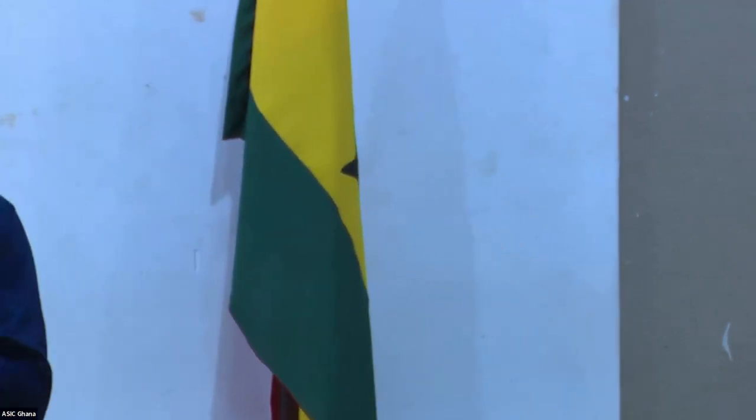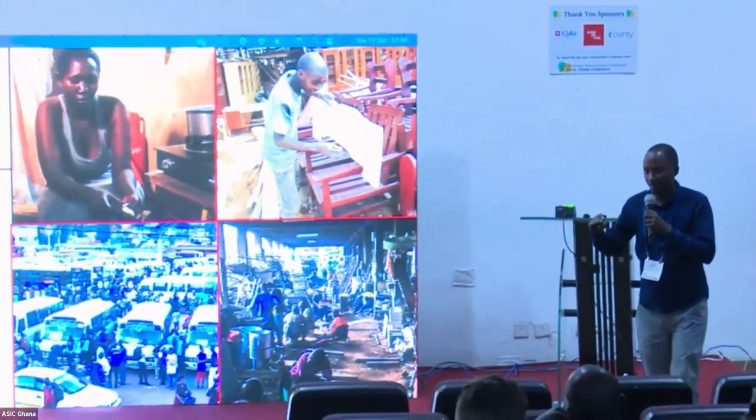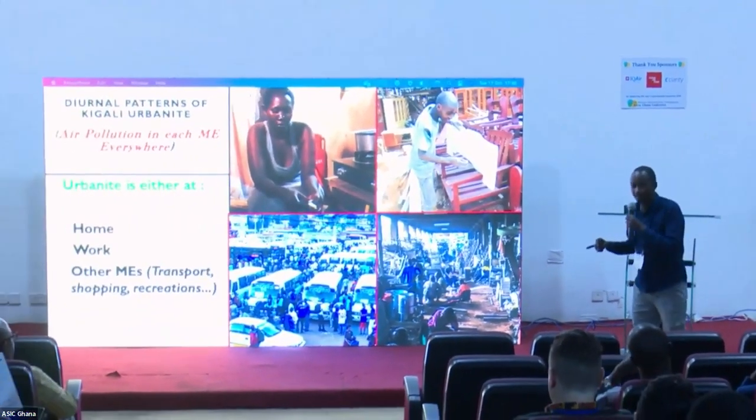So we assess the exposure of an urbanite. A person in a city like Kigali, you can find her or him either at home or at work or in any other microenvironment, such as transport, shopping, recreation, or so on. Let's take me as an example. You can find me either at home or at work or in any other microenvironment. So we divided the day into three microenvironments: work, home, and other microenvironments.